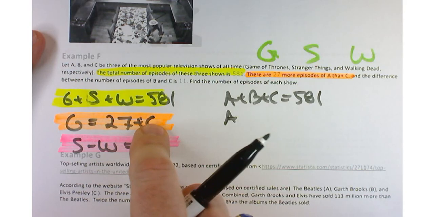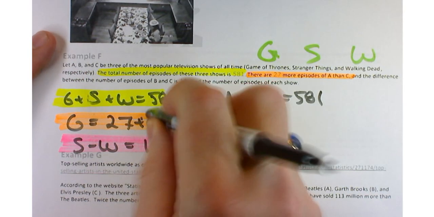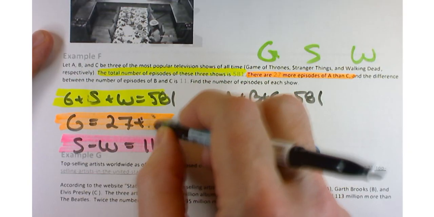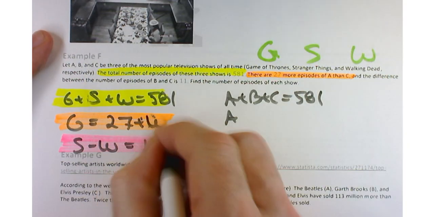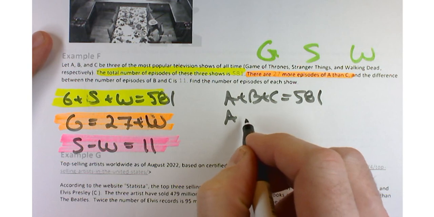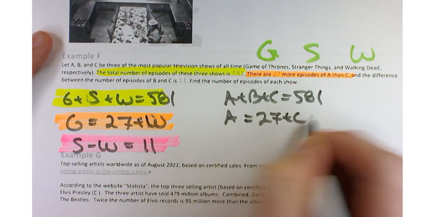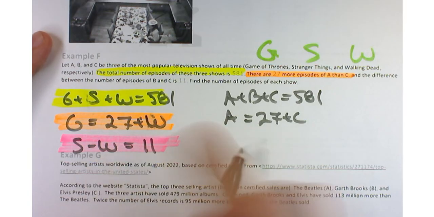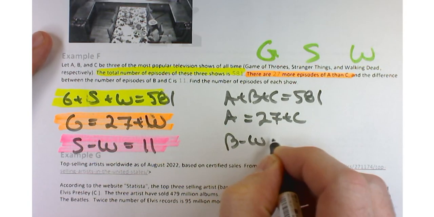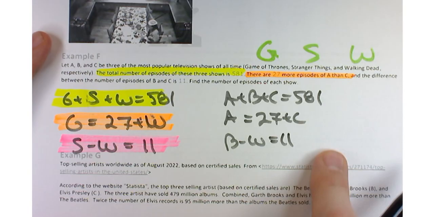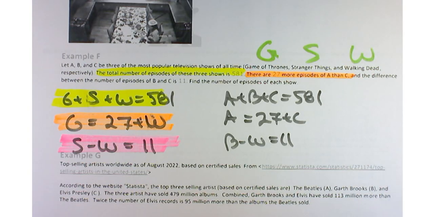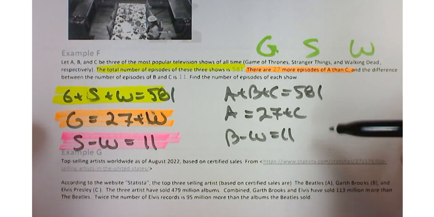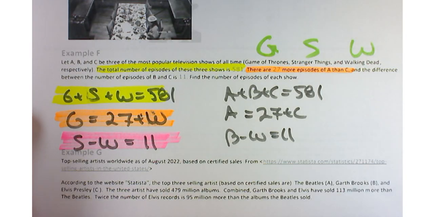I mixed things up here, didn't I? It shouldn't be a C. That should be a W. So this one would be A equals 27 plus C, and the last one would be B minus W equals 11. So you can write it in either one of those, A, B, and C, or G, S, and W. Any preference for one versus the other? First one versus the second one?